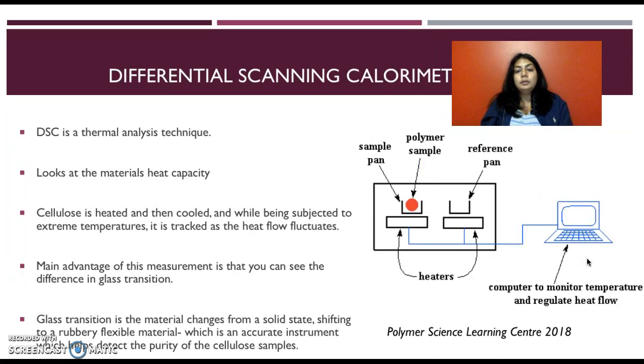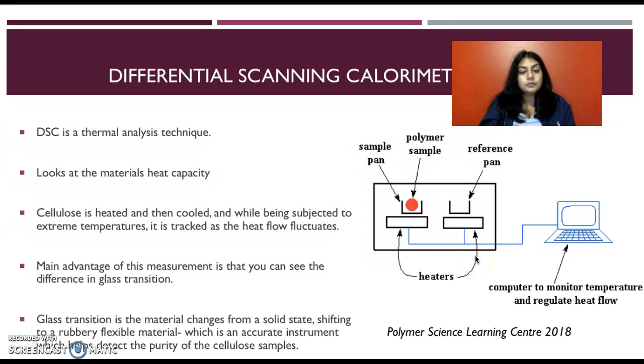Differential scanning calorimetry, or the DSC, is a thermal analysis technique. This looks at the material's heat capacity. The cellulose is heated in these two chambers over here. It is then cooled and heated while being subjected to extreme temperatures through these. It is then tracked by this computer as the heat flow fluctuates.